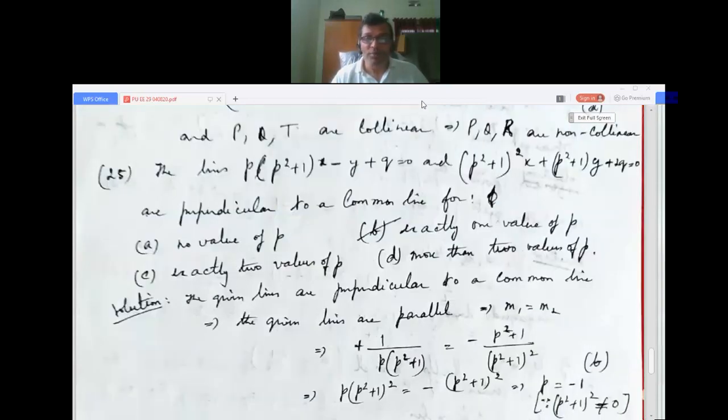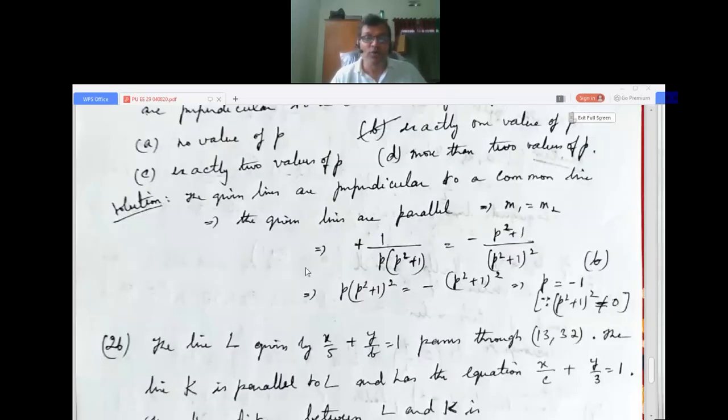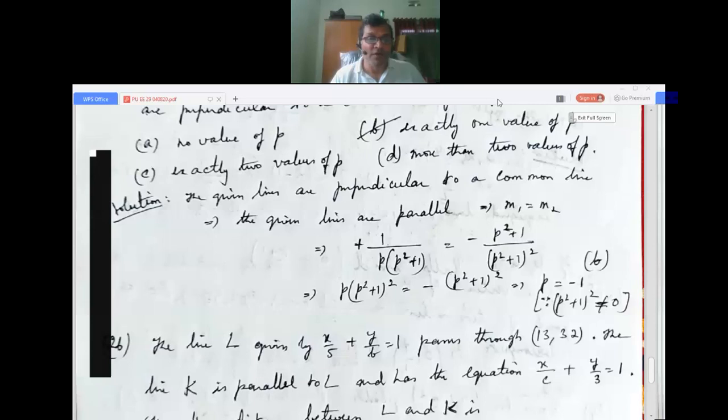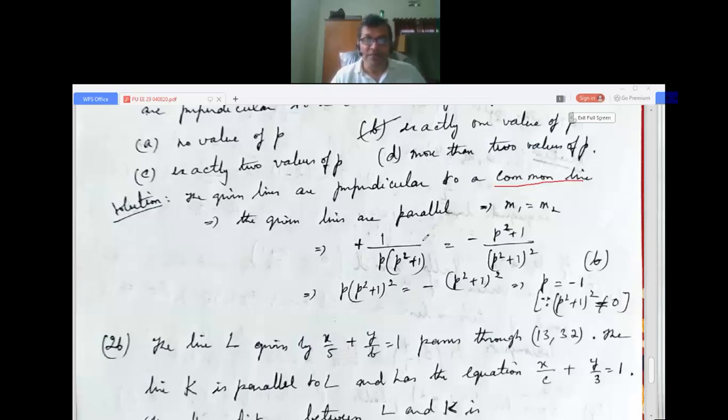So I go to question number 25. Okay, the lines (p squared plus 1) x minus y plus q equals 0, and (p squared plus 1) whole squared x plus (p squared plus 1) y plus 2q equals 0 are perpendicular to a common line for: no value of p, exactly one value of p, exactly two values of p, more than two values of p. Okay, you can see the given lines are perpendicular to a common line.